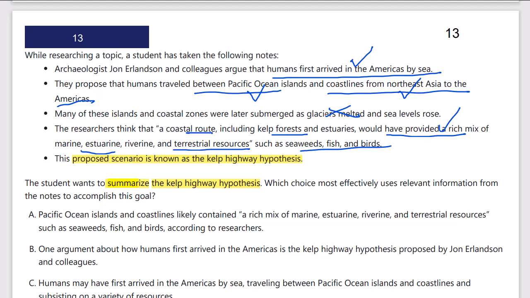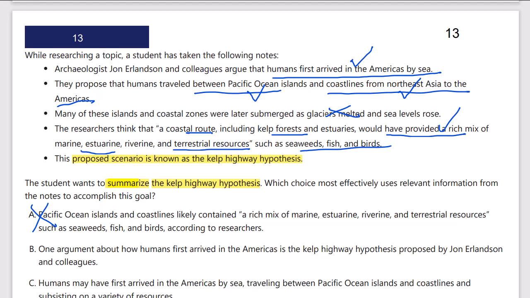So I want to find an answer that touches upon those keynotes in order. Let's see what we have. A, Pacific Ocean islands and coastlines likely contain a rich mix of marine, estuarine, terrestrial resources such as seaweed, fish. Okay, this is a partial answer. It's one part of the hypothesis, or the list of elements that go into our summary. It's not the summary, so this won't be a best summary answer.